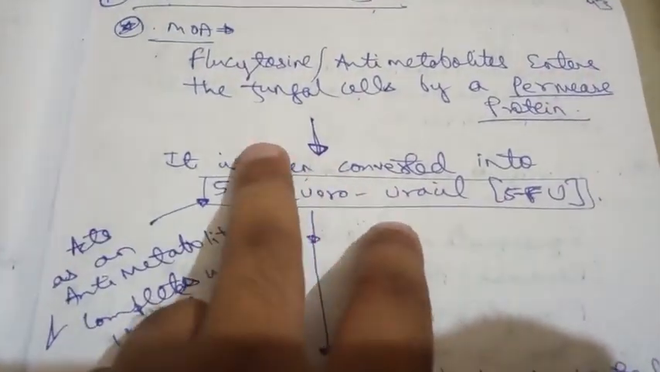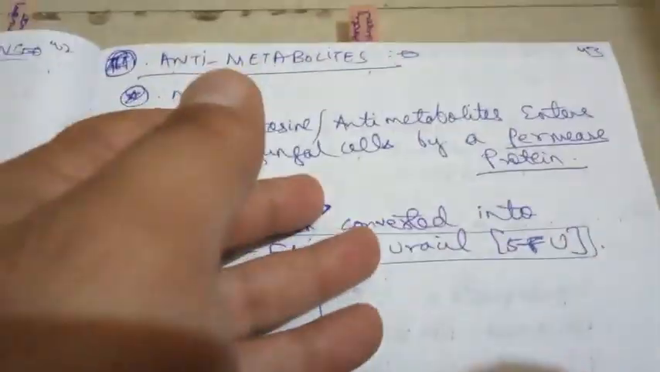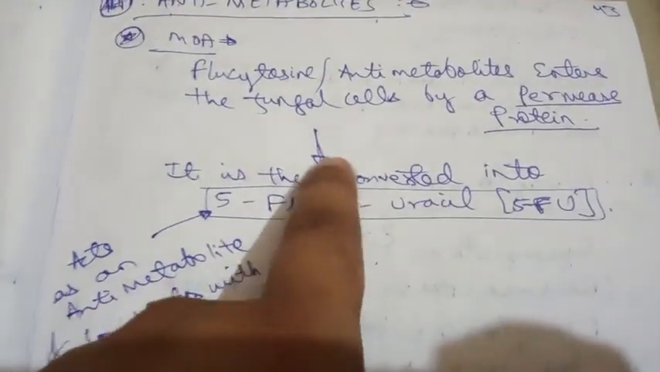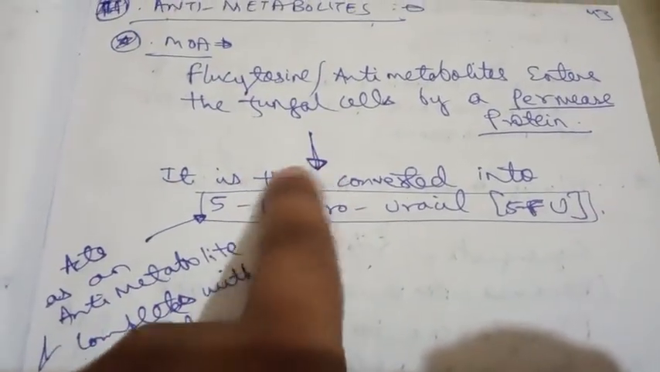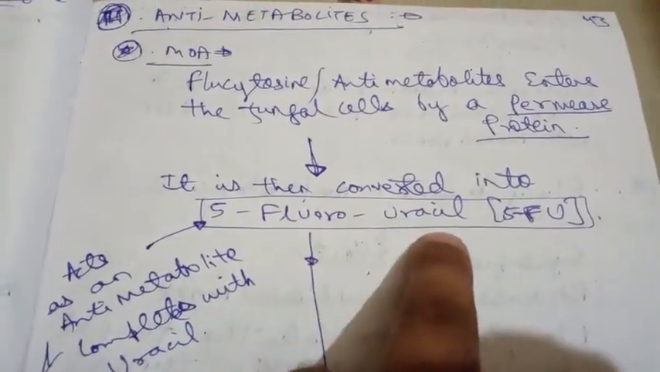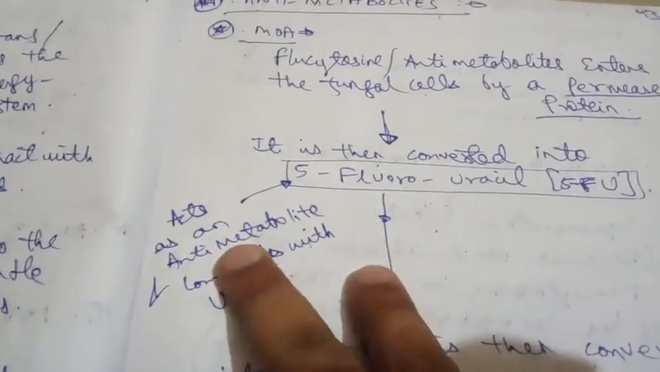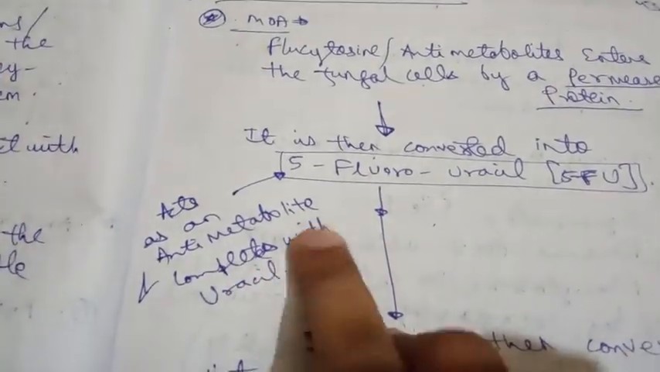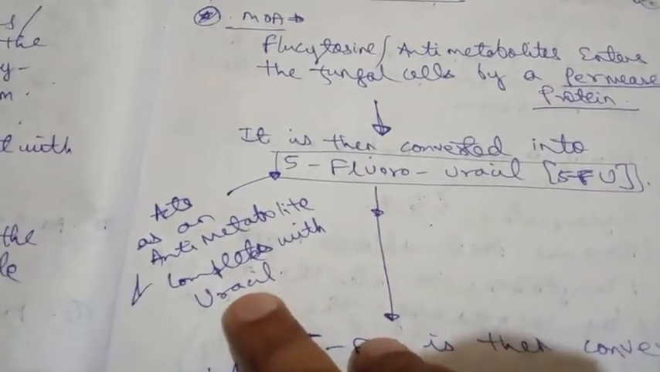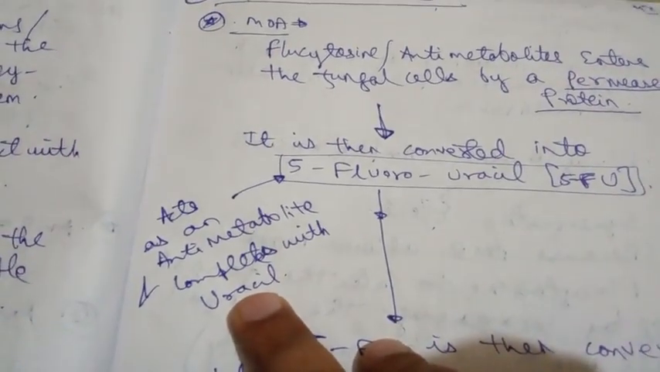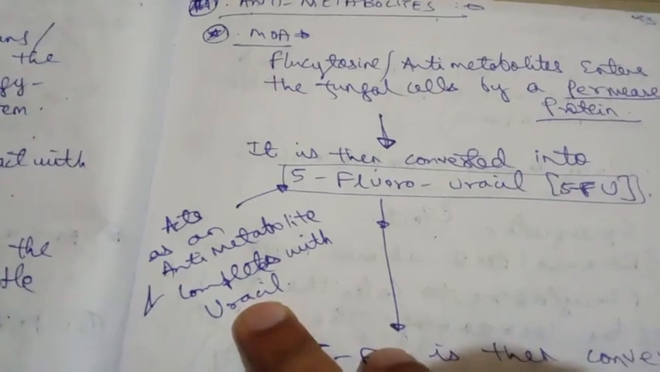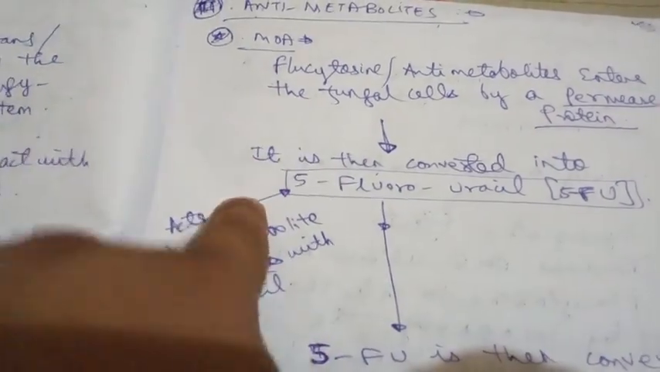So flucytosine, the antimetabolite, will enter the fungal cell by a permease protein, and as soon as it enters the fungal cell, it will be converted into 5-fluorouracil, or 5-FU. This 5-fluorouracil has an antimetabolite property because it competes with the synthesis of uracil. Uracil, as we know, is a base of RNA, so there will be interference with the synthesis of RNA. So one function is performed here.